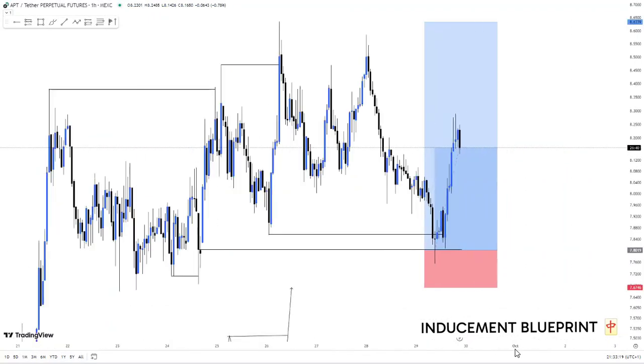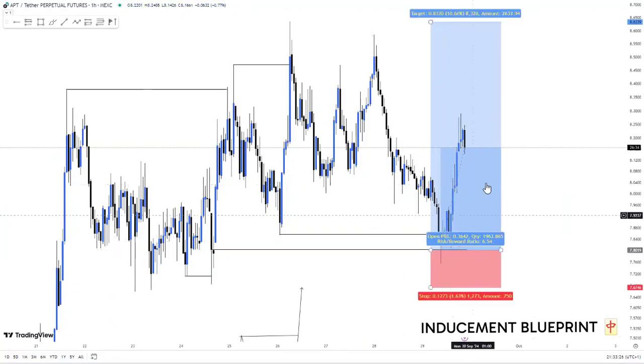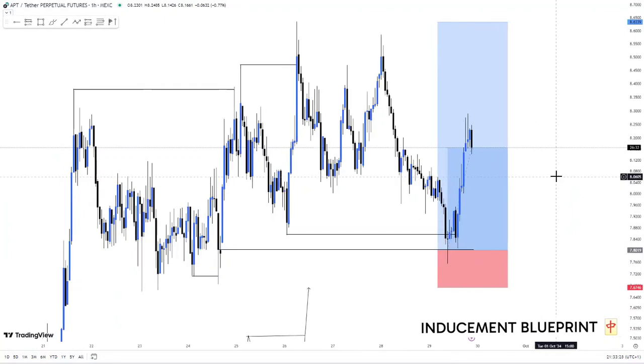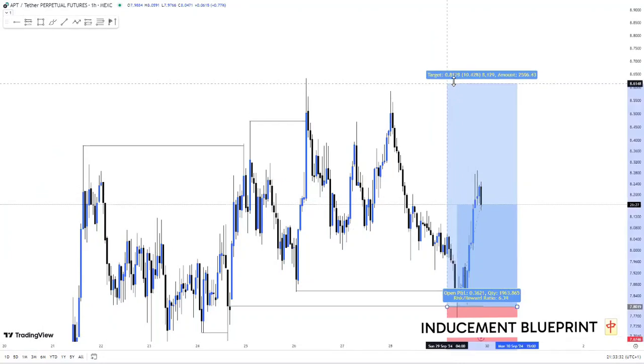Now the structure is clearer on the 1 hour time frame, as you can see. You guys can see how the market tapped into our entry zone and then reacted to the upside immediately. And then our TP should be around the recent high, either here or here.